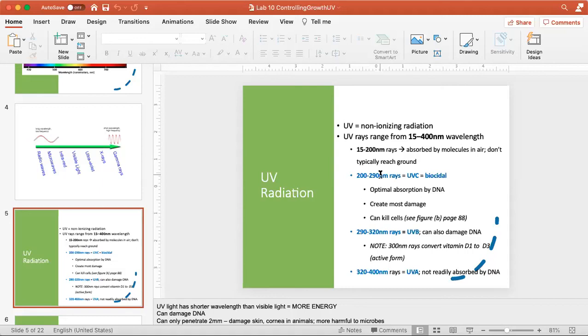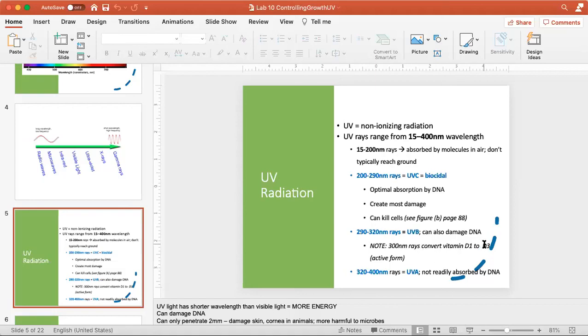So that's 200 to 290. 290 to 320, so a little bit longer wavelength. This is what we call UVB. UVB can also damage DNA, but it's not in the biocidal range. Something to note too about UVB. UVB exposure, to a degree, is actually good for us, because right around 300 nanometers, that wavelength is the wavelength that we need for our skin to convert vitamin D1 to vitamin D3. That's the active form of vitamin D3.